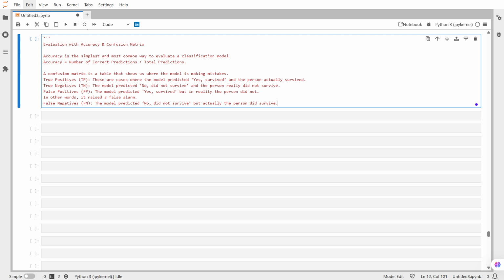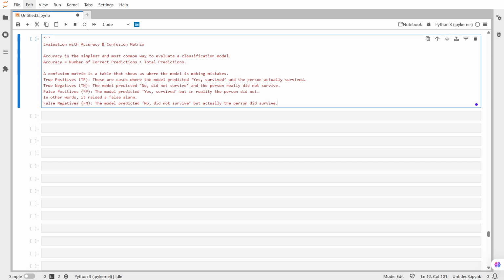Fourth, we have false negative, or FN. The model predicted no, did not survive, but actually the person did survive. Here the model missed the real positive case. So the table looks like this. Top left, true negatives. Top right, false positives. Bottom left, false negatives. Bottom right, true positives.